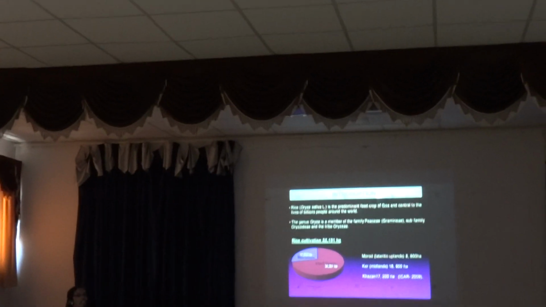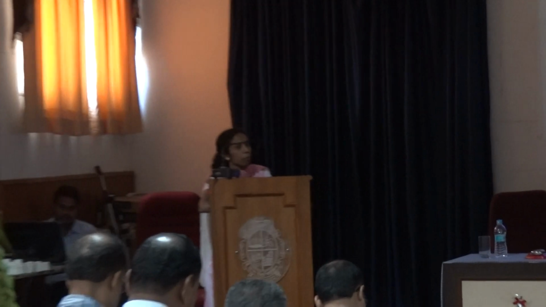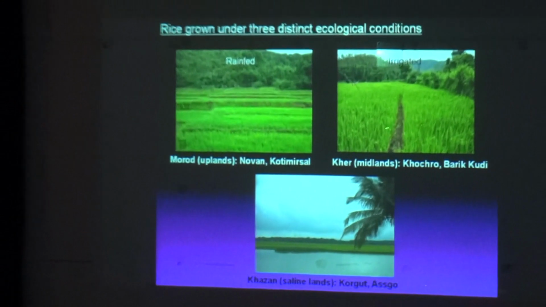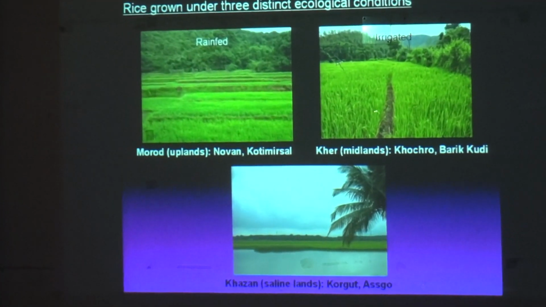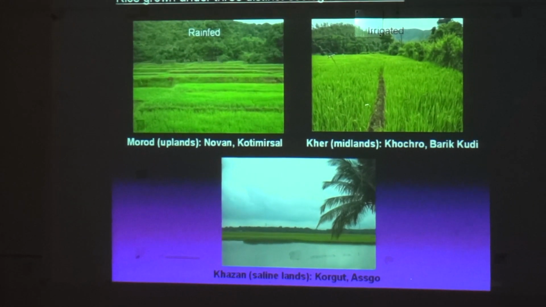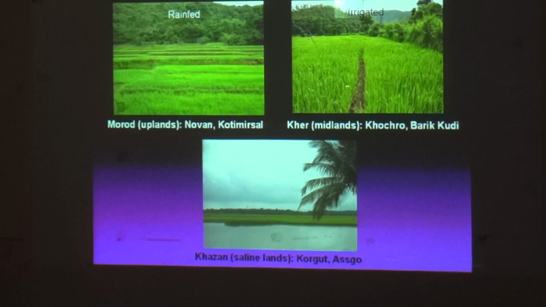Types of crops are grown. That is in Murad, that is uplands. Kale is the midlands, and the Kazan, that is the salt water. Rice, that is these things. The first one is the rainfed. Then the second is the midland, this thing that is irrigated, and the Kazan lands.